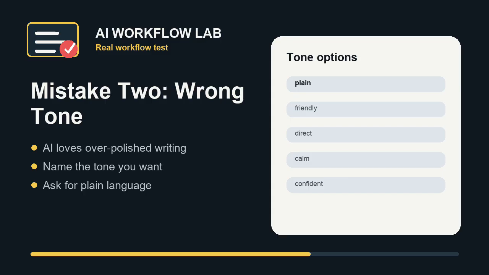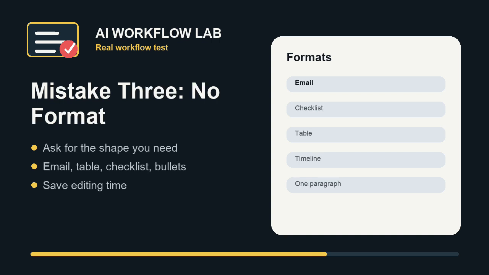Mistake 3 is not asking for a format. If you need a table, ask for a table. If you need bullets, ask for bullets. If you need one paragraph, say one paragraph. Format is how you turn an answer into something usable.